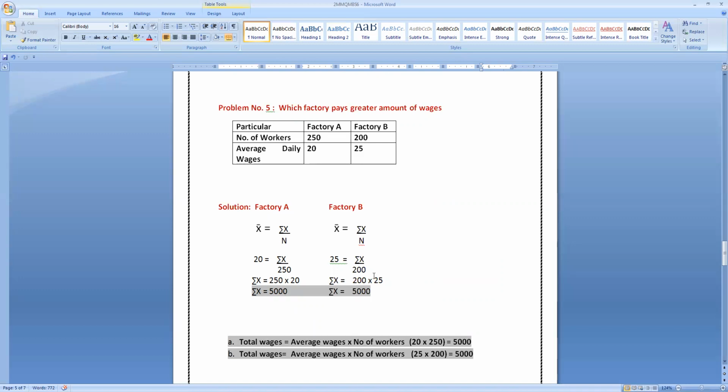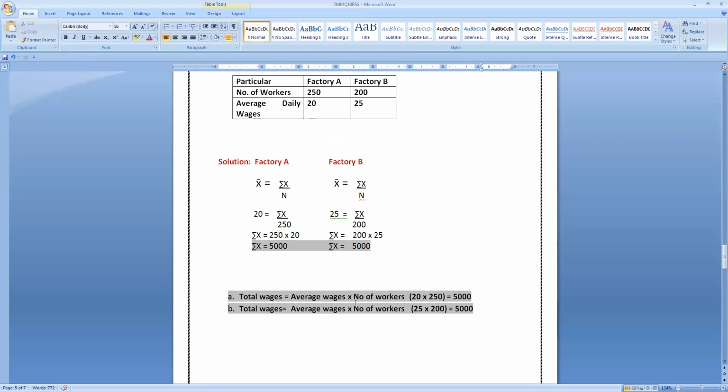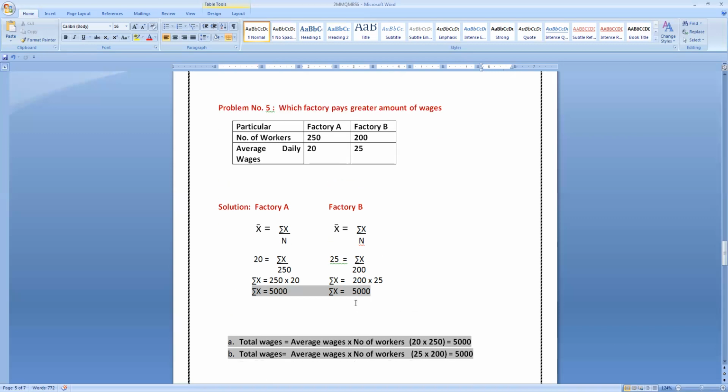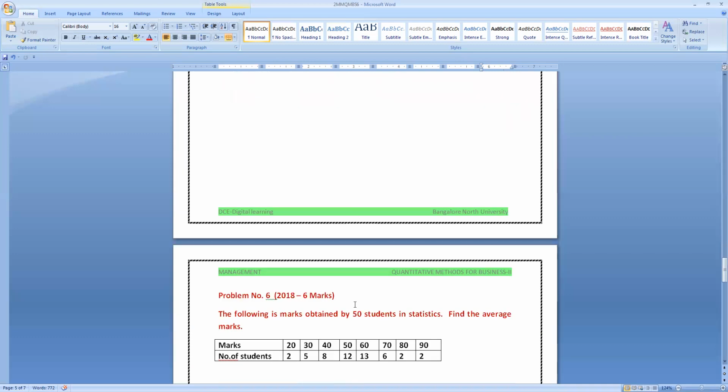In the same manner, we have to calculate the total wages for the 200 workers, that is mean equals sigma x by n. The mean value already given for Factory B is 25, but sigma x, the total wages, is not given. So divided by the number of workers, how many? Here 200. So cross multiplication, 200 into 25, the value is 5,000. Here both the factories are paying the same amount of wages. So which factory pays the greater amount of wages? Both Factory A and Factory B are paying the same amount of wages.